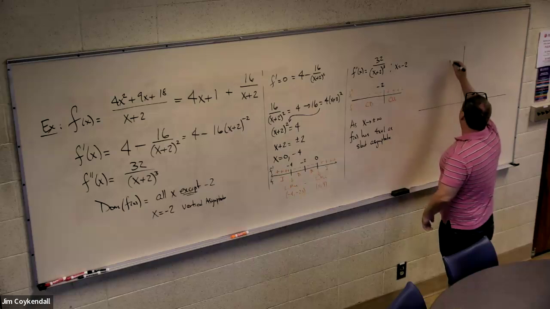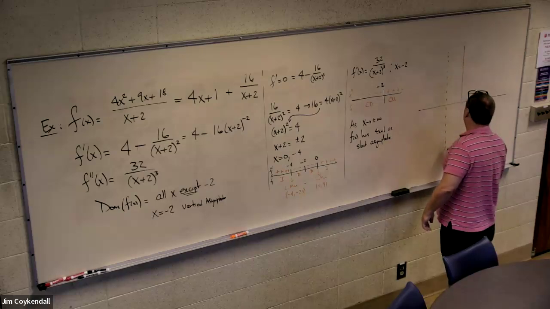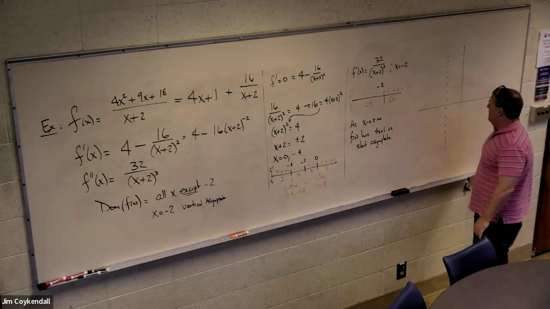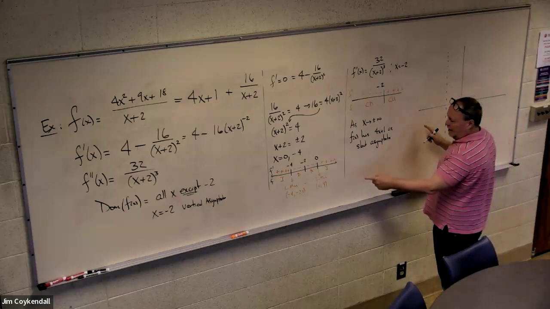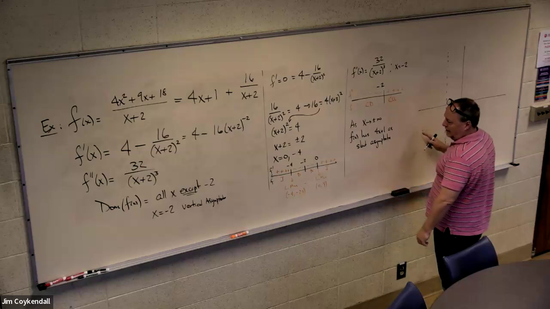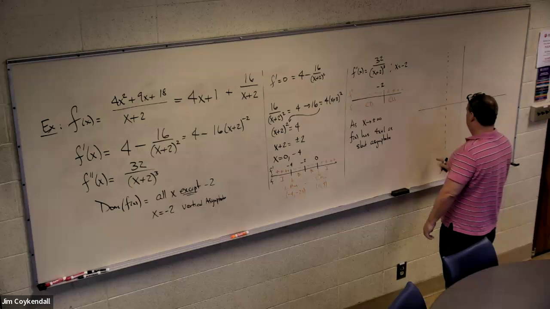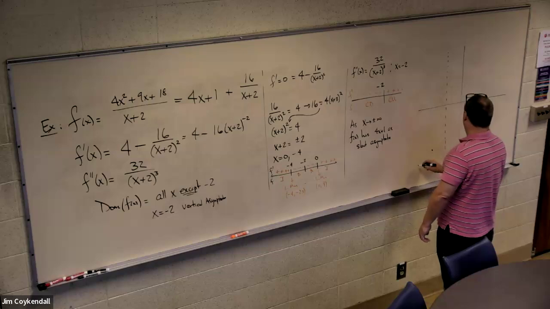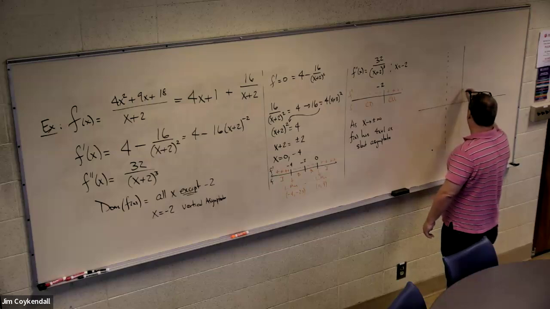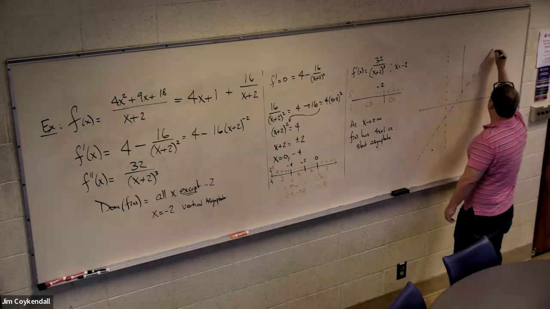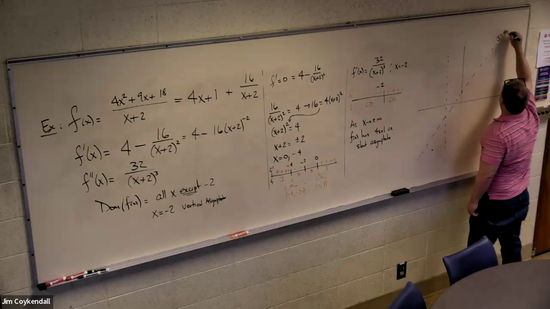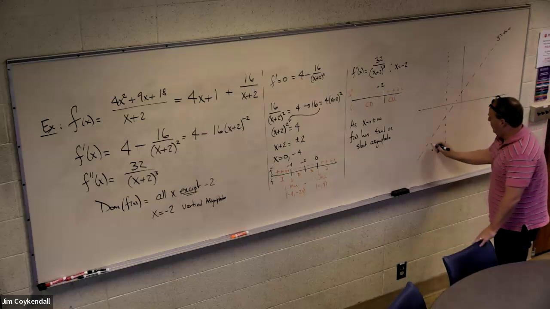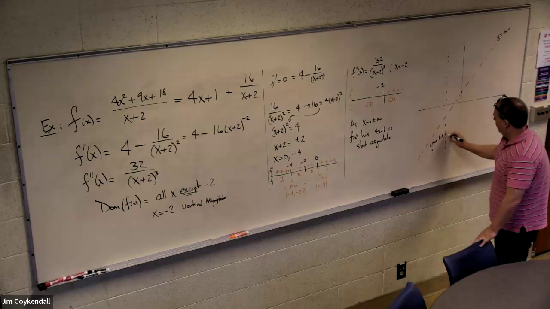Okay, I've got a vertical asymptote at minus 2. And then at minus 4, I've got a local maximum. And it's at minus 4, minus 23. So it's way the heck down here. And let's see, 4x plus 1. I don't have a scale on this, but I'm just going to say this is y equals 4x plus 1. This should be a local max at minus 4, minus 23.